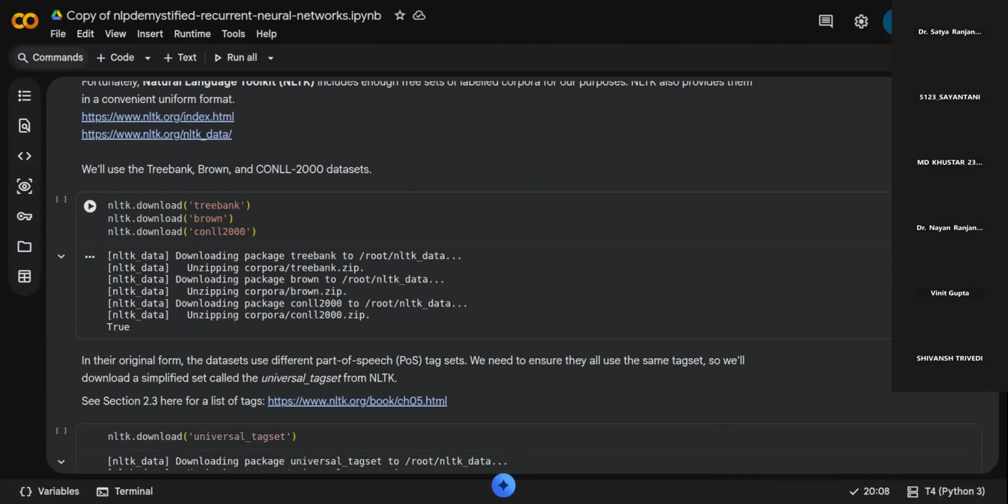Okay. Now for creating a part of speech tagging solution, we need a data set. There are already some data sets available, so we are going to use those. Three data sets are available in NLTK: Treebank, Brown, and CoNLL 2000. So what do these data sets contain? The data set contains sentences, one sentence per line, and for each word in that sentence, the corresponding part of speech tag is also there in the output. Means there are two columns.